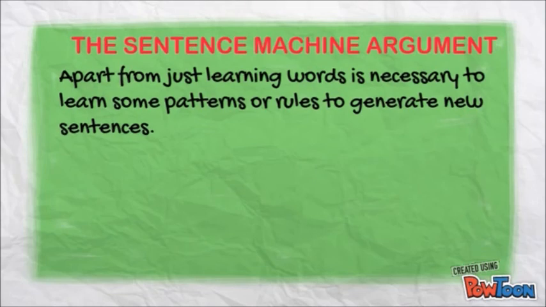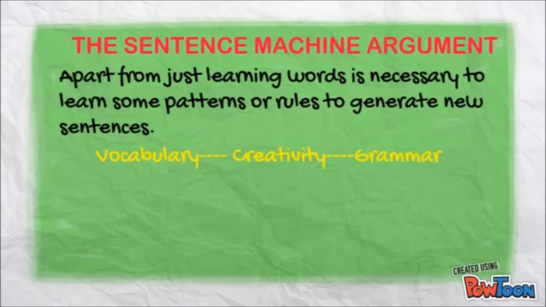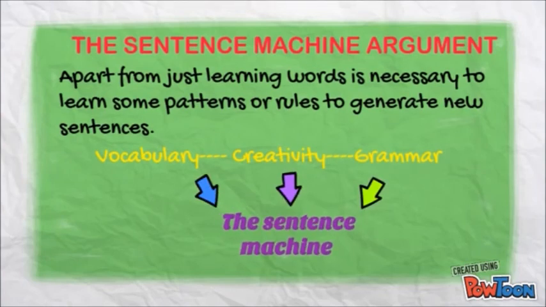The order of these 3 ways of using the sentence machine: we have vocabulary, that is the learning of new words. We have creativity, that is when we go beyond the pattern previously learned. And grammar, that is a set of rules.